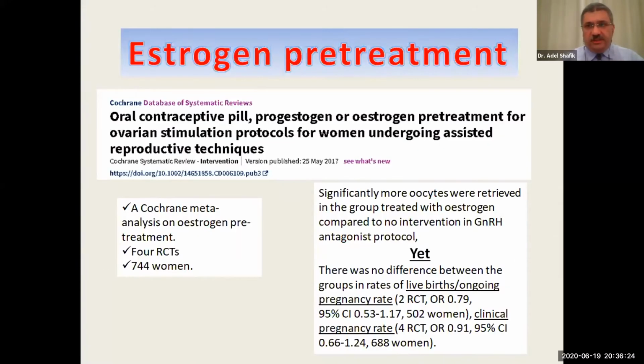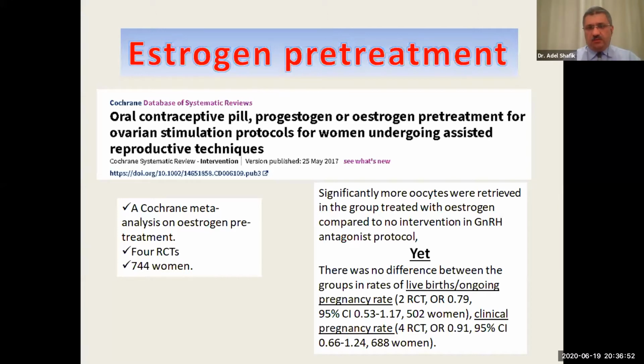Starting with estrogen pre-treatment, the ESHRE guideline group focused on a Cochrane database review conducted in 2017 by a group of clinicians from New Zealand and Australia. Regarding estrogen pre-treatment, they included 4 RCTs, including 744 women. The conclusion of this Cochrane review was that estrogen pre-treatment significantly led to more oocyte yield than the group which didn't take estrogen pre-treatment.